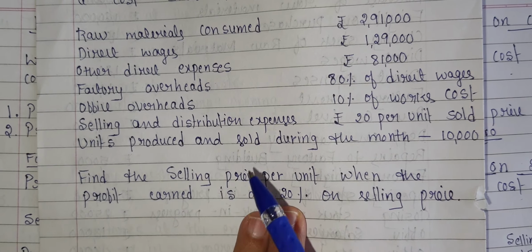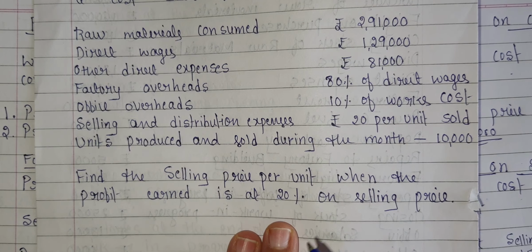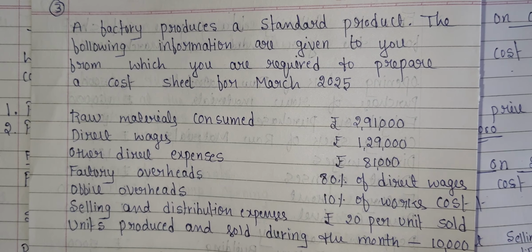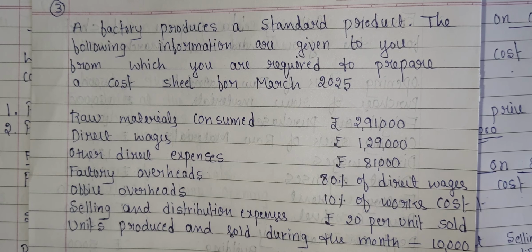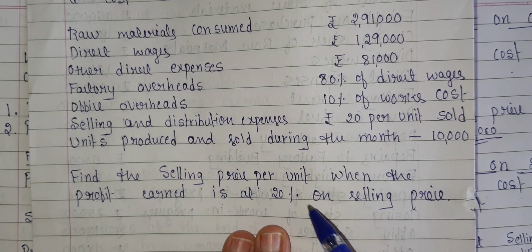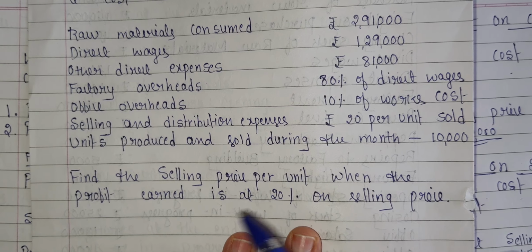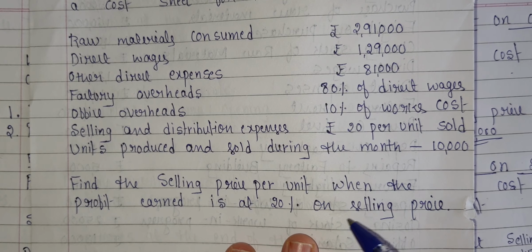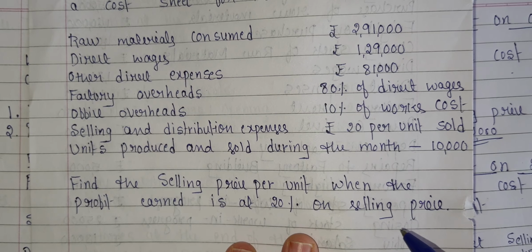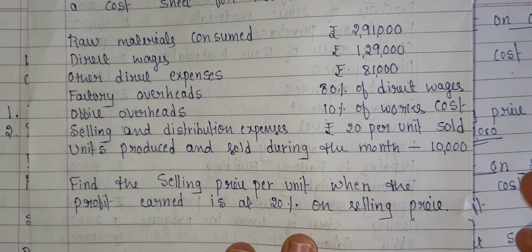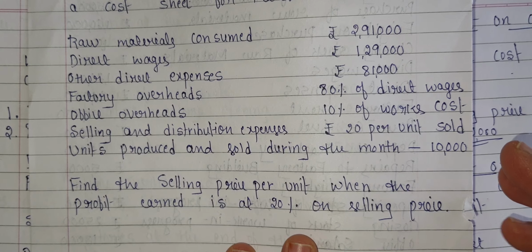Clear? Next, what they say: find the selling price per unit. In this problem they have not given the value of sales, and the profit earned is 20% on selling price. Here they said profit earned is 20% on selling price, but they have not given any information about sales, means here we have to find out the sales as well as profit.